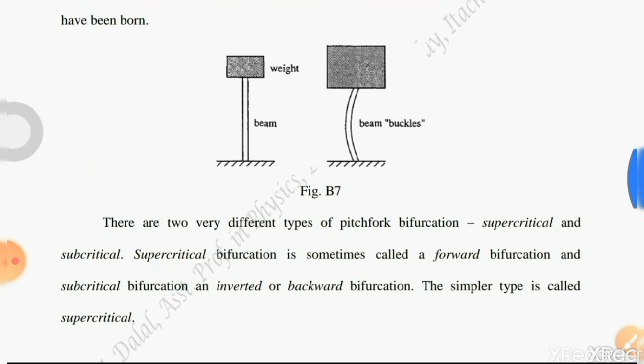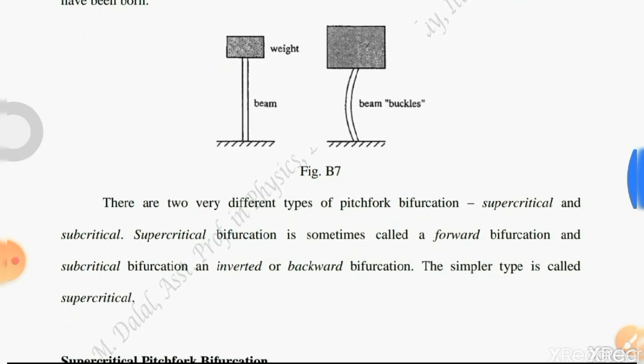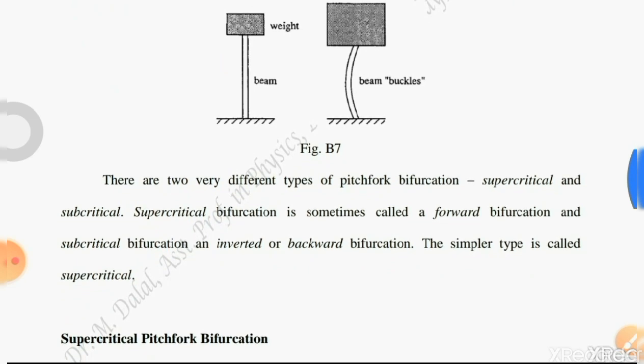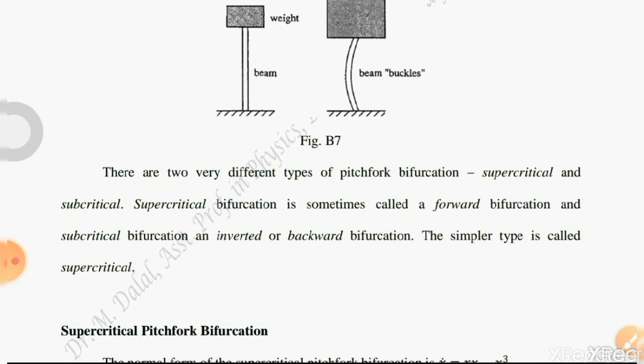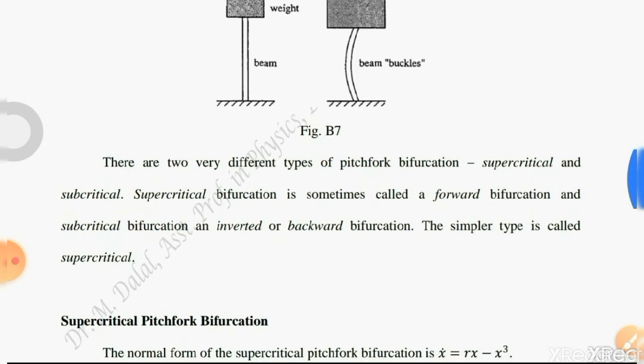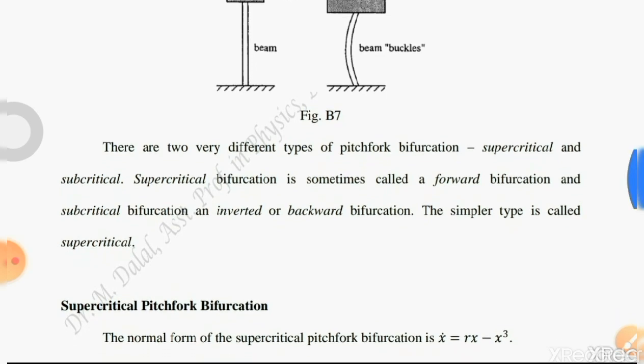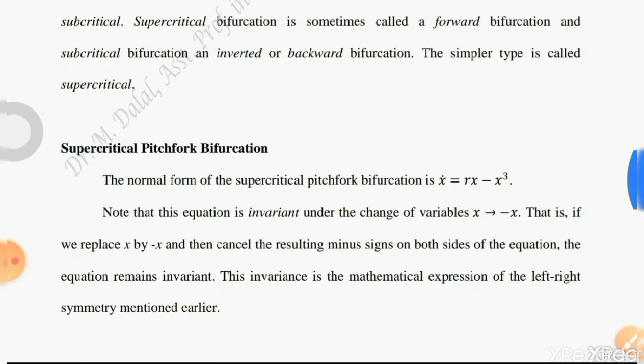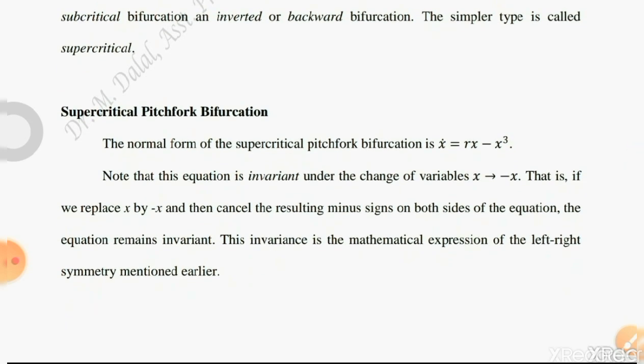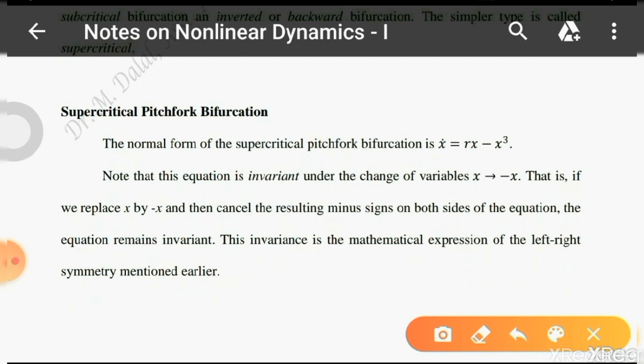Now this pitchfork bifurcation can be of two types. One is supercritical and another is subcritical pitchfork bifurcation. Supercritical bifurcation is sometimes also called a forward bifurcation, and subcritical bifurcation is also called either an inverted or backward bifurcation. The simpler type among these two is the supercritical bifurcation. The normal form of a supercritical pitchfork bifurcation is x dot equals Rx minus x cube.